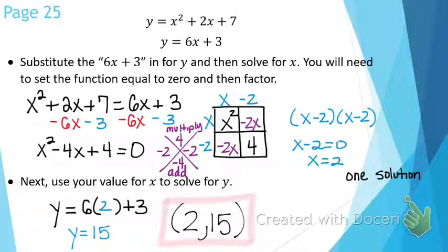So what we did is we set it equal to each other. Then we set it equal to 0 and factored. Because we got the same factor, we only had one solution, because these two are exactly the same. So let's practice again. Let's look at the next one.